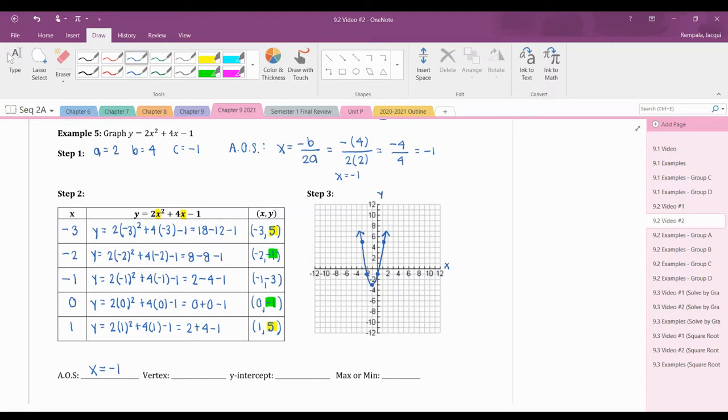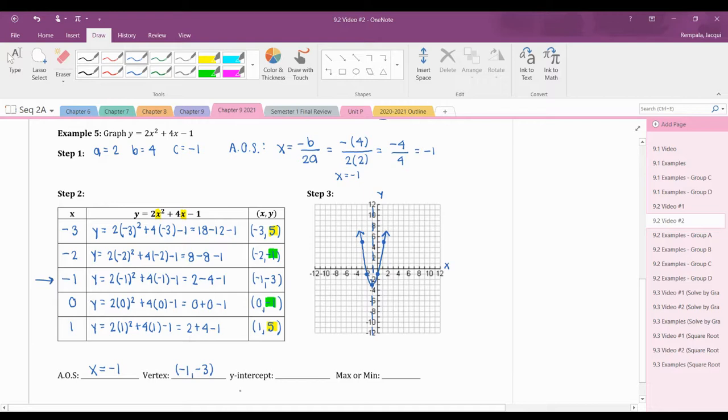Okay, notice the axis of symmetry is x equals -1, so I've got to draw that in. At x equals -1, I've got my nice vertical line. It creates that mirror image with my graph. My vertex is always going to be the ordered pair that's in the middle of my table, so that's at (-1, -3).